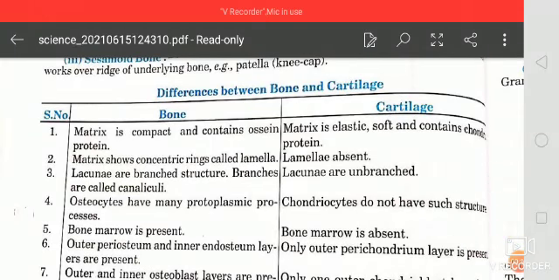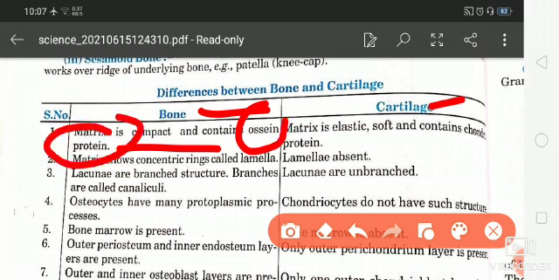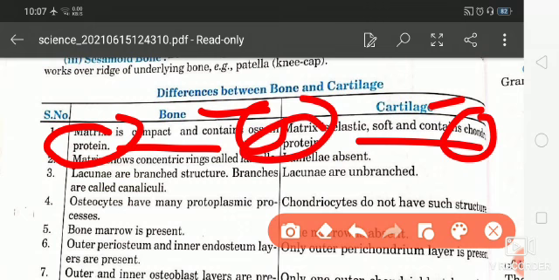Students, today we will discuss the difference between bones and cartilage. So you know that bones are very hard, and the matrix is compact and contains ossein protein. It is very important. Cartilage matrix is elastic, soft and contains chondrin protein. This is very important. Okay.